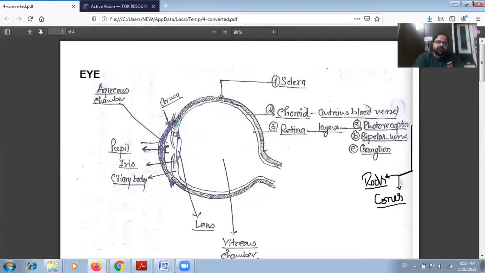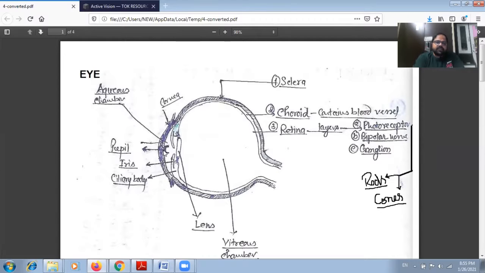There is the cornea. After that, there is a space or chamber. This chamber is called the aqueous chamber, and it is filled with a liquid which is called aqueous humor. And after that, there is a lens, and after the lens there is again a chamber which is called vitreous humor, and it is also filled with a liquid.